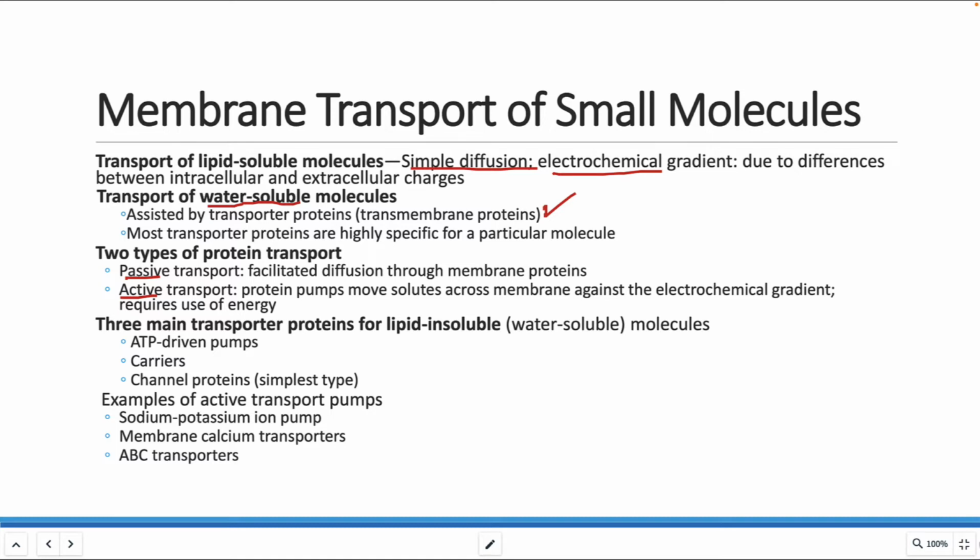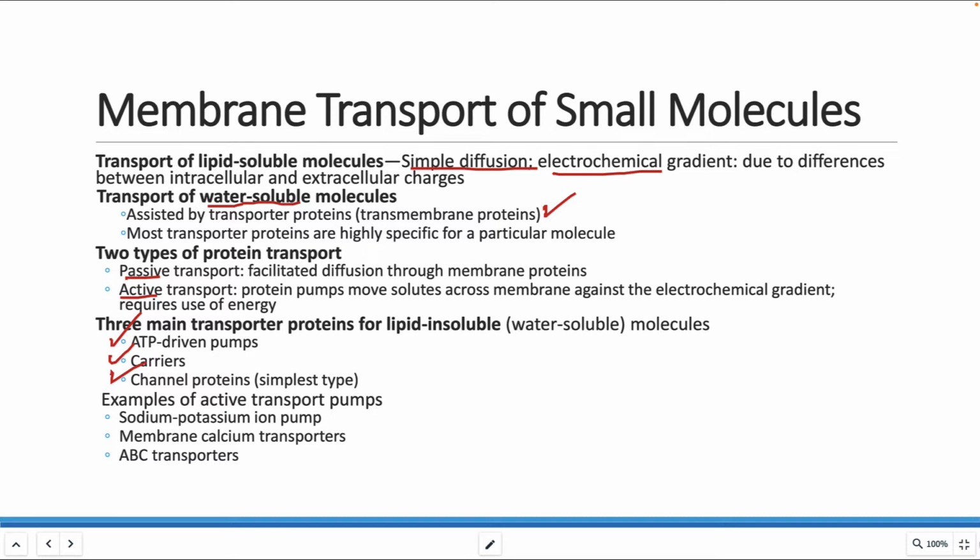The three main types of transporter proteins that we have are these ATP-driven pumps, and then we have carriers, which take the substance from outside the cell, goes into the carrier, and then the carrier gets an Uber for that substance to bring it into the cell. And the final type is this channel protein. Channel proteins are the simplest. It's just a hole, a pore in the membrane of the cell, and things can go through directly into or out of that cell.